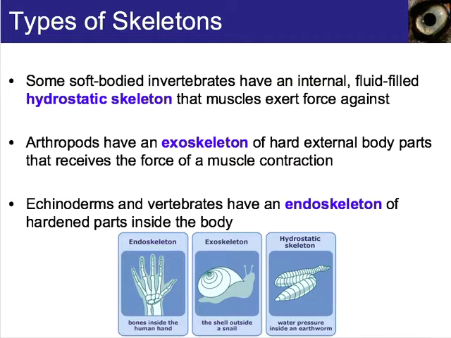That's going to be a hard external body part that receives the force of a muscle contraction. And here you can see a picture of a snail. The snail's shell is considered an exoskeleton, so the skeleton's on the outside. And then vertebrates, such as ourselves, have an endoskeleton, which means that the hardened parts are inside our bodies.